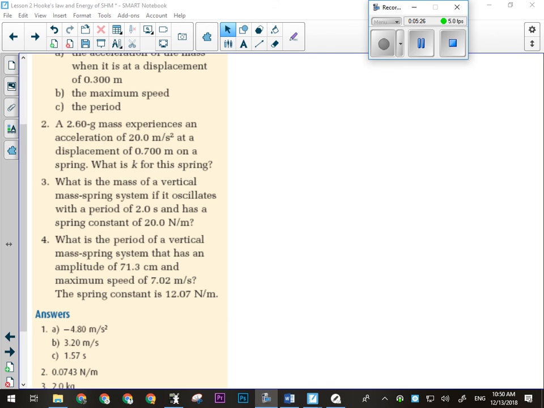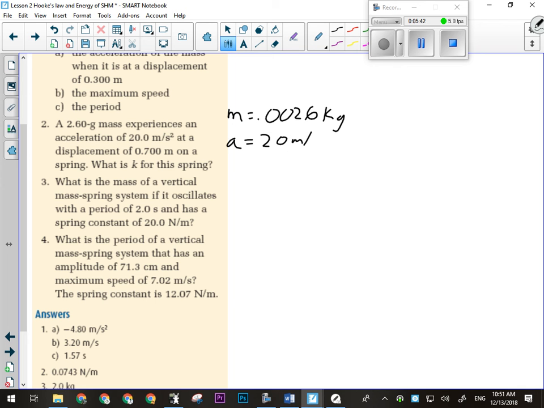All right, so in question number 2, we're given the mass. The mass is 0.0026 kilograms, and it has an acceleration of 20 meters per second squared at a displacement of 0.700 meters on a spring. So we're looking for k for that spring. So what kind of question is this? Right, it's kx, so that's whose law? Hooke's, right? This is a Hooke's law question.